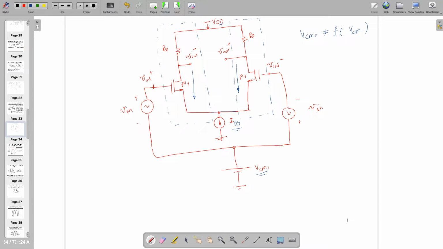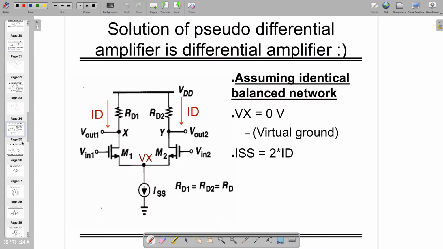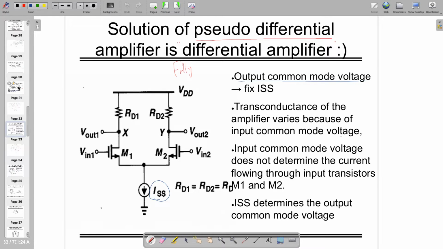If I'm giving exactly equal values of input common mode voltage on both sides, and when Vin on both sides is 0, then the current flowing through both branches is equal, or you can say ISS by 2. This is very elegant, because it's not creating any problem anymore because of VCMI. VCMI's role is to fix the transconductances, and once those are fixed, there is no problem. So the input common mode voltage does not determine the current flowing through input transistors M1 and M2. ISS determines the output common mode voltage, because we fixed it with ISS.